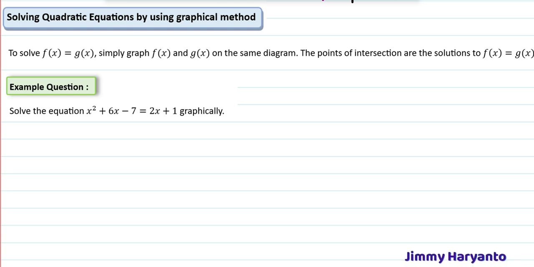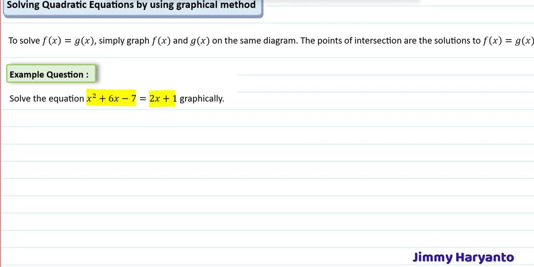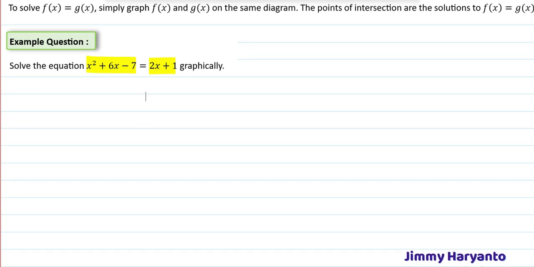Okay, next is solving quadratic equations by graphing, graphical methods. Yeah, to solve f(x) equals g(x), simply graph f(x) and also g(x) on the same diagram. The points of intersection are the solutions to f(x) equals g(x). So let's say the question wants you to solve this one, graphically. That means you cannot use algebra. I know that you can solve this using algebra also, but the question wants you to solve this in graphic methods. Yeah, so I will call this one f(x), and then I will call this one g(x).